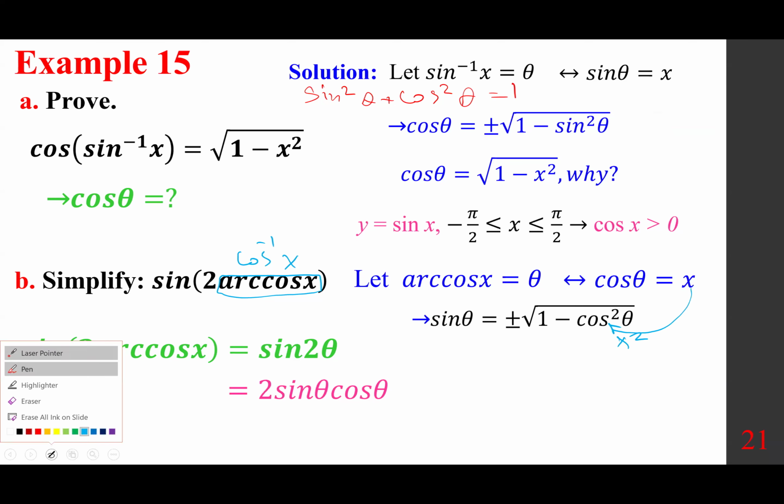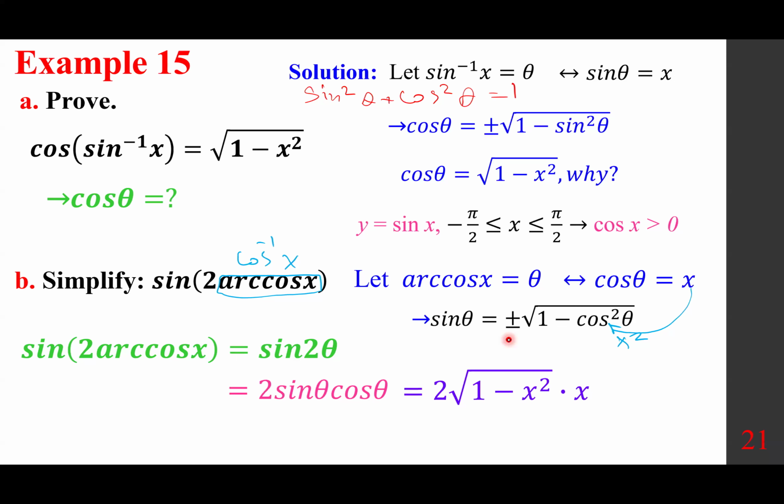So we have the sine, we have the cosine, but we have plus minus, and we choose the plus only. So 2 sine theta, we choose the plus, square root of 1 minus x squared, times cosine, which is x, which makes it 2x square root of 1 minus x squared.